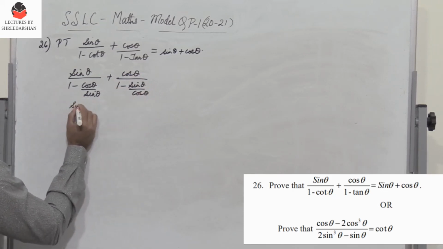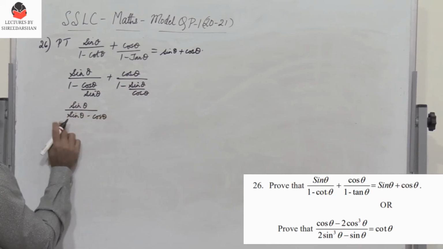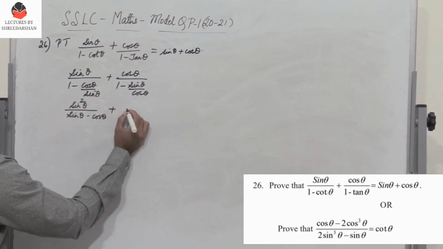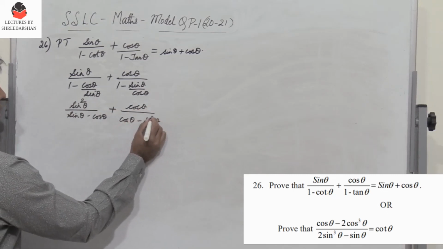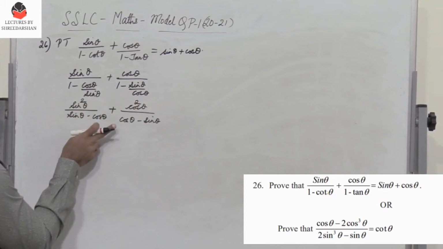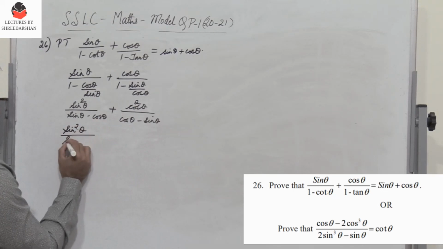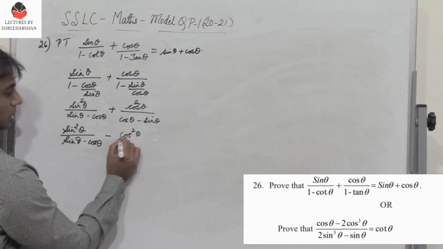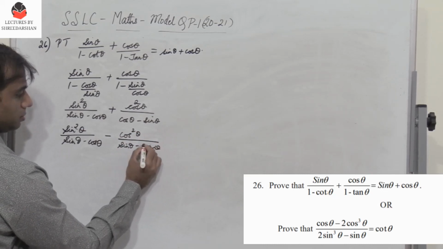So if I take the LCM here, I get sine theta. So this becomes sine theta minus cos theta divided by sine theta. So I'll take it to the numerator, so it becomes sine square theta, plus cos theta. So I have cos theta minus sine theta divided by cos theta. So that cos theta goes to the numerator, so I get cos square theta. Now here I have cos minus sine, so let me take minus sine. So I have sine square theta divided by sine theta minus cos theta. If I take minus sine common, I get cos square theta divided by sine theta minus cos theta.